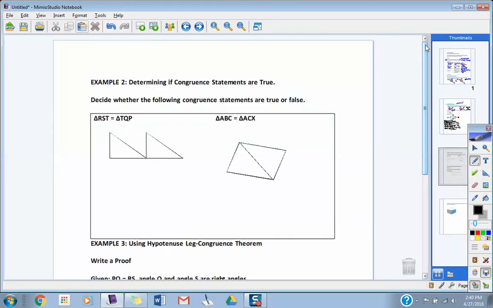All right, next one here. Help me label. S. All right, I think there's a line right here, right? Correct.